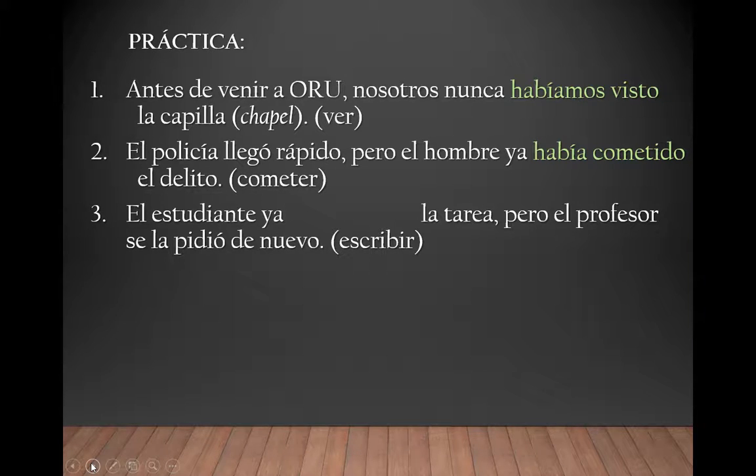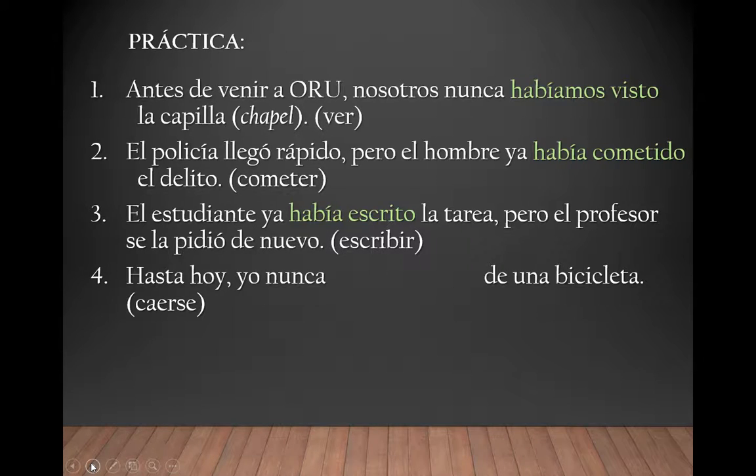So the student had already written out the homework, but the teacher asked him for it again. So if he had written, once again, what would had be for el estudiante? Well, this would be the same as the one in number 2. It would be había. And then we want the past participle of the verb escribir, which is the word written. Well, that's one of the irregular past participles. So you have to know you cannot just take off the IR and put on IDO for this one. You have to remember the past participle of escribir is escrito. So we would say, el estudiante ya había escrito la tarea. He had written the homework.